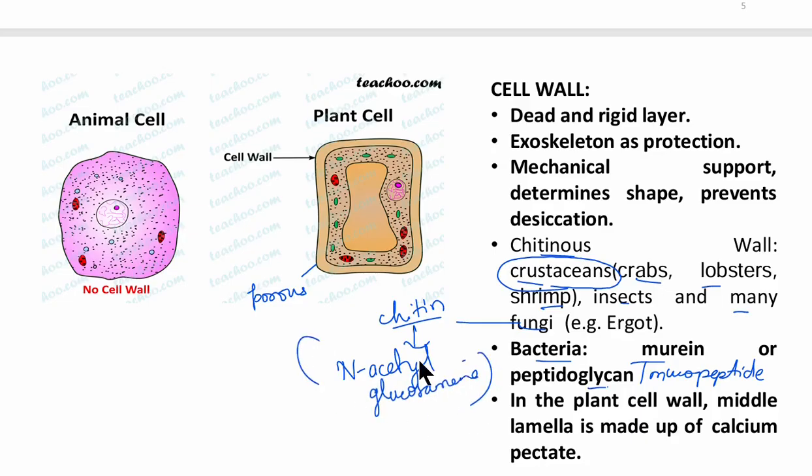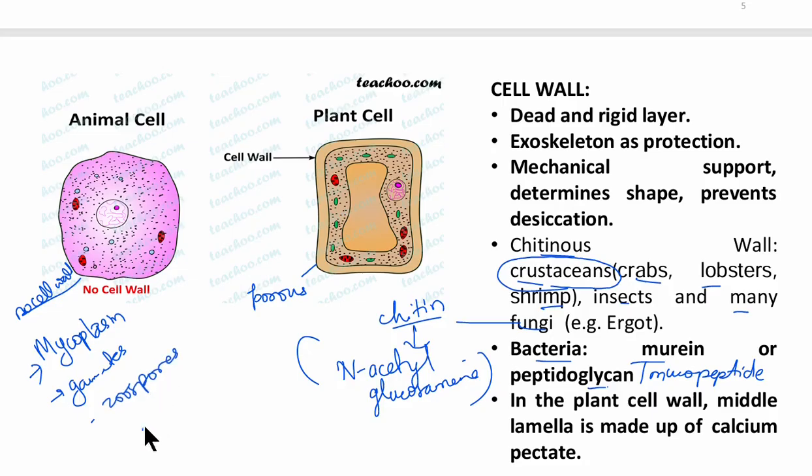And the cell without a cell wall is mycoplasma. I have already mentioned in the previous videos that mycoplasma have no cell wall. Likewise, gametes, likewise zoospores, likewise slime molds that are under the class Myxomycetes, they all lack a cell wall.